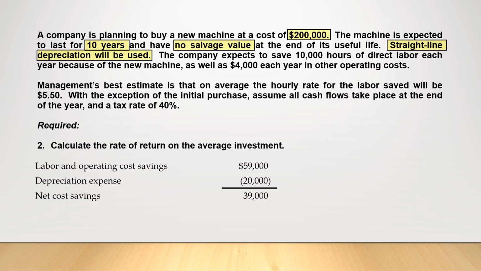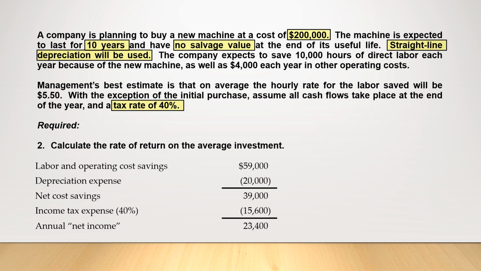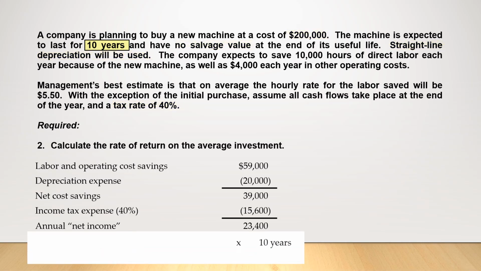There's one more expense we need to consider though, the income tax expense, which is 40% of that $39,000 or $15,600. The annual "net income," which I put in quotes because this amount is not net income but expense savings, is $23,400. Multiply this annual amount by the 10-year life to get the total net income of $234,000.